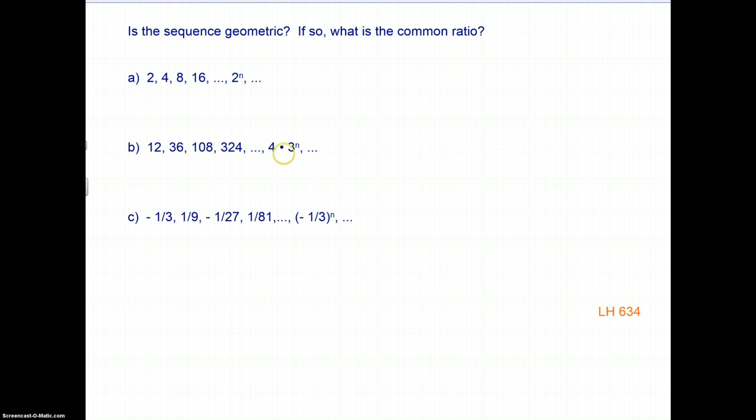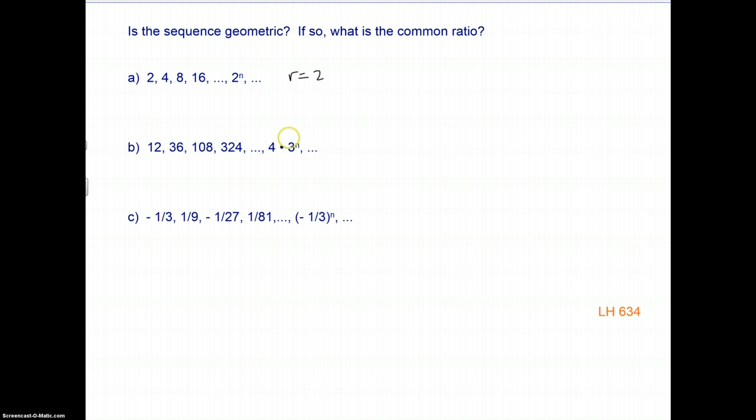Okay? So the question is, are these sequences geometric? If so, what's the common ratio? Well, here, 2 to the n is the definition. 2 times 2 is 4. 4 times 2 is 8. 8 times 2 is 16. So this is indeed a geometric sequence, and the common ratio, called r, is equal to 2.